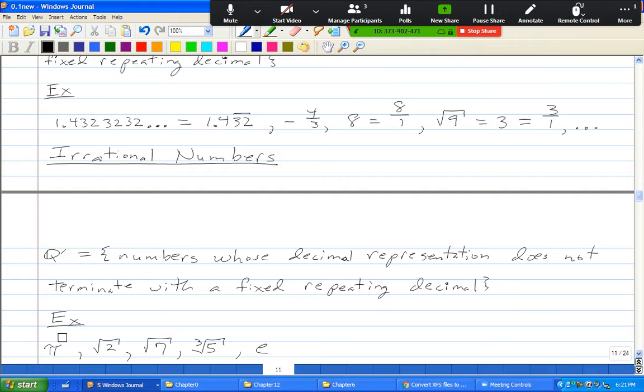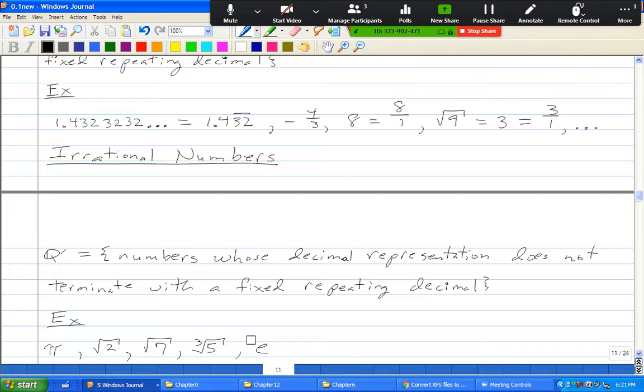the circumference of a circle to its diameter. The square root of 2 is irrational. You cannot write the square root of 2 as a ratio of two integers. As a matter of fact, the square root of any non-perfect square will be irrational, in particular the square root of 7.